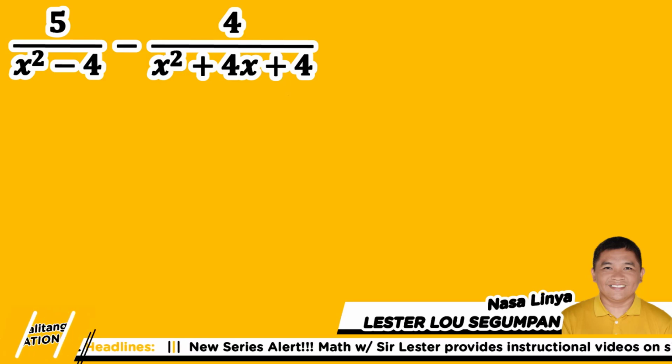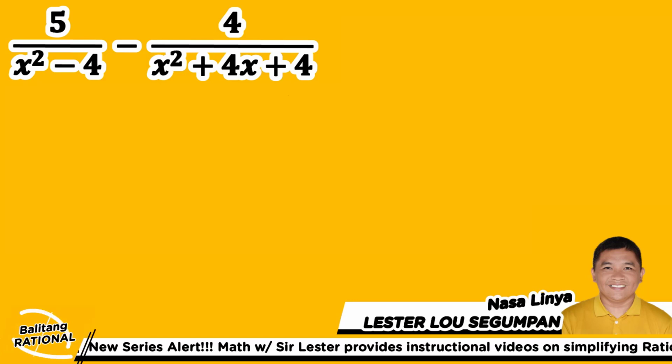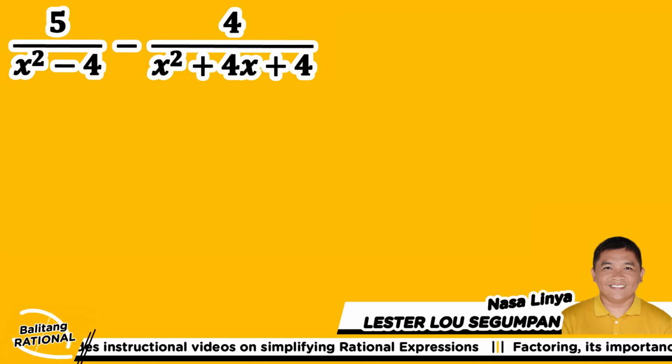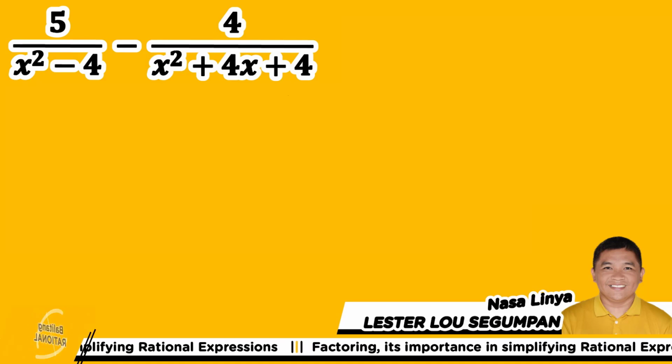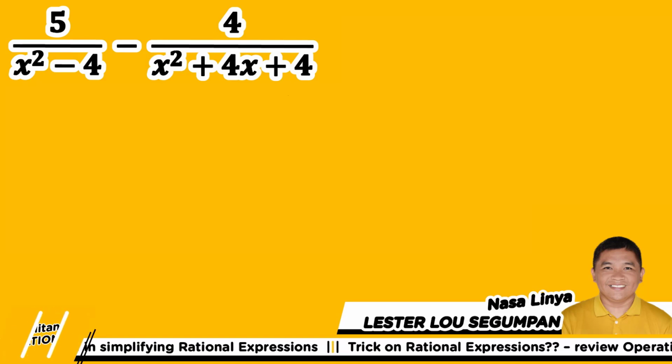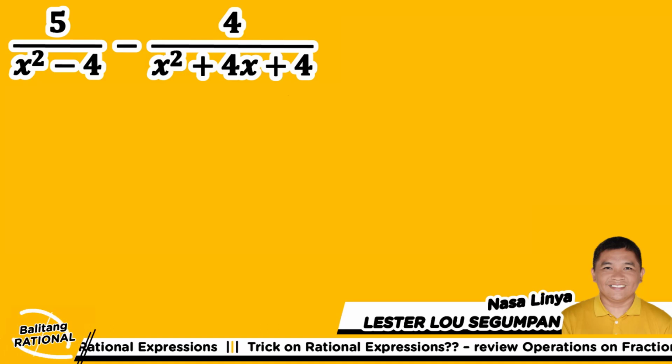Isang task na naman ang ating gagawin. Here, we are going to subtract the two given rational expressions. We have 5 over x squared minus 4 all over x squared plus 4x plus 4. Now, before we could subtract them, since they are considered to be rational expressions and they behave the same as fractions, we need to really understand how do we subtract fractions first.